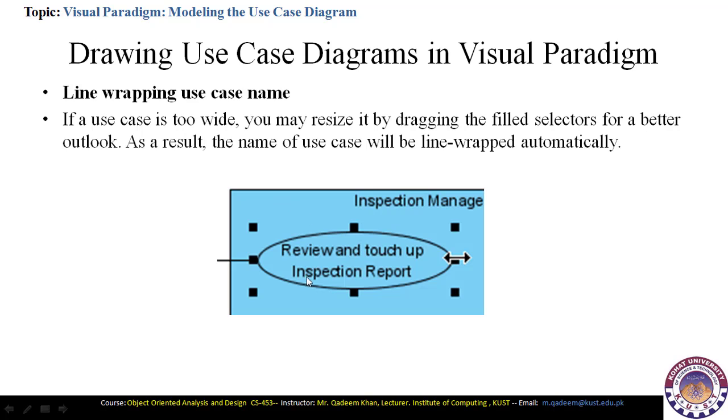Now we can resize this use case or type in something else inside of it. If the use case diagram is too wide, we can resize it by dragging the field selectors for a better outlook. As a result, the name of the use case may be line wrapped automatically. Here we will drag it towards the right or left with the mouse, and then we can type the particular functionality name inside of this use case.